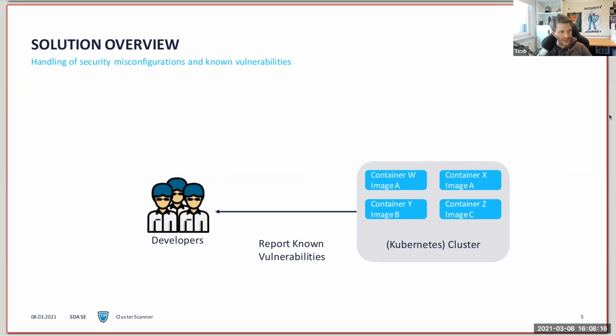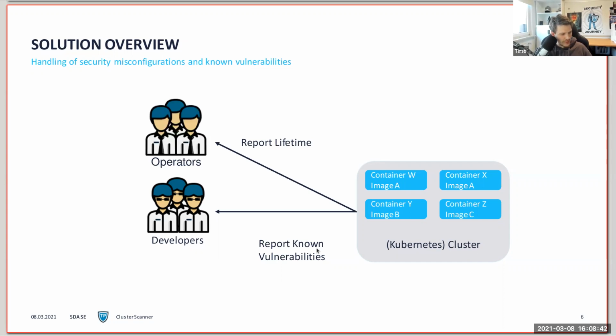So let us come to the solution overview. What is a cluster scanner actually doing? Very briefly, you are having a Kubernetes cluster, and in the Kubernetes clusters you are running multiple containers with multiple images, and the target is to report known vulnerabilities or misconfiguration to the developers, and also to operators. For operators, for example, the lifetime of an image might be very interesting to know. Is it needed that they have to patch an image?